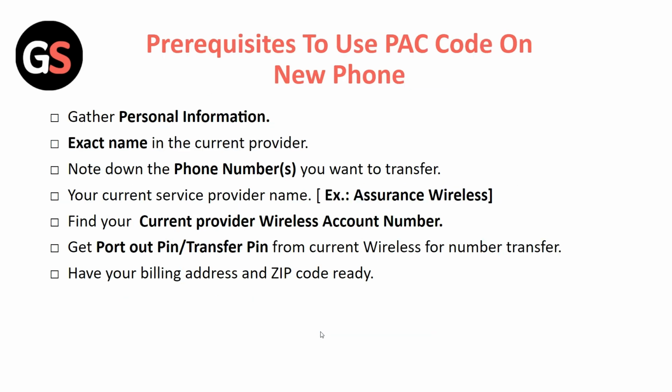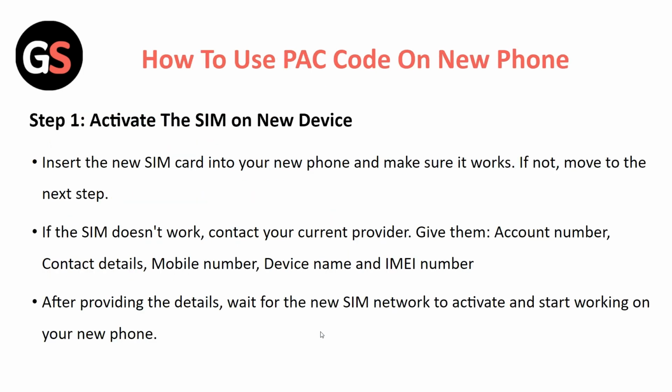Then here are some prerequisites to use a PAC code on a new phone. Get the personal information, the exact name on the current provider account. Note down the phone number you want to transfer, your current service provider name, for example Assurance Wireless, then find the current provider wireless account number. Then get your port-out PIN and transfer PIN from the current wireless provider for the number transfer. So have your billing address and zip code ready.